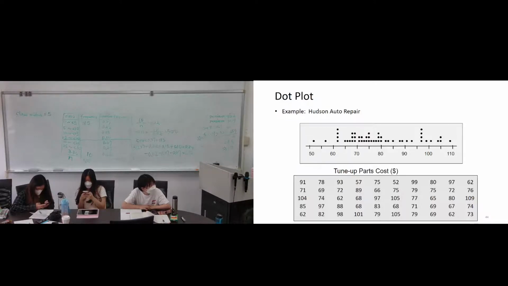It helps us summarize the Hudson Auto Repair data. So from the dot plot, as you can see, most of the customers, when they visit Hudson Auto Repair, might have to spend between $70 and $79. Most of the customers have to spend between $70 and $79.